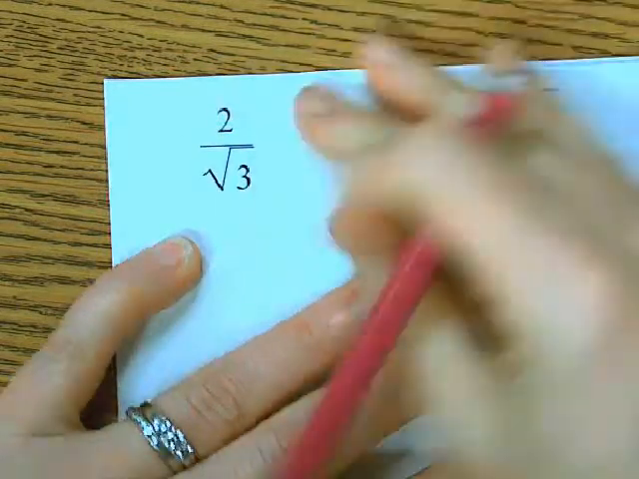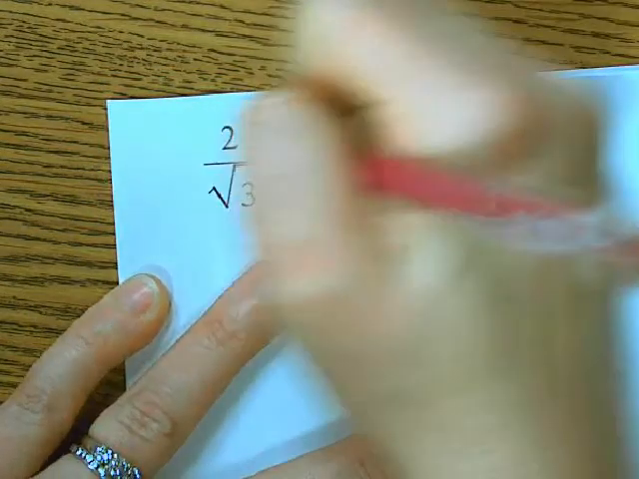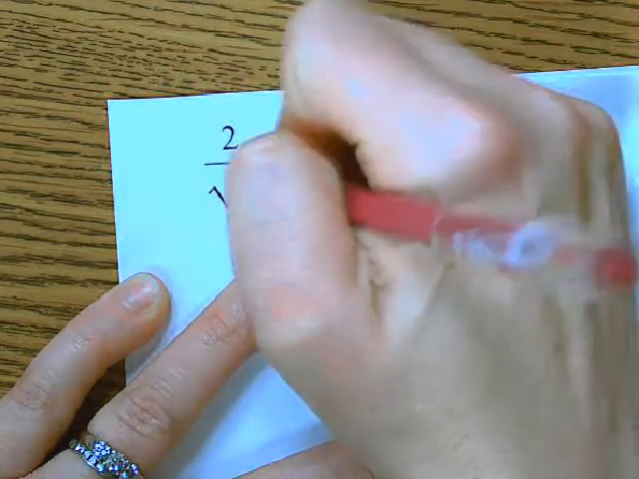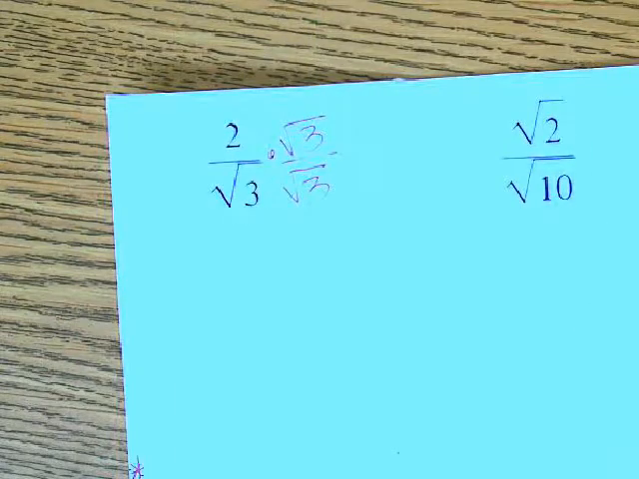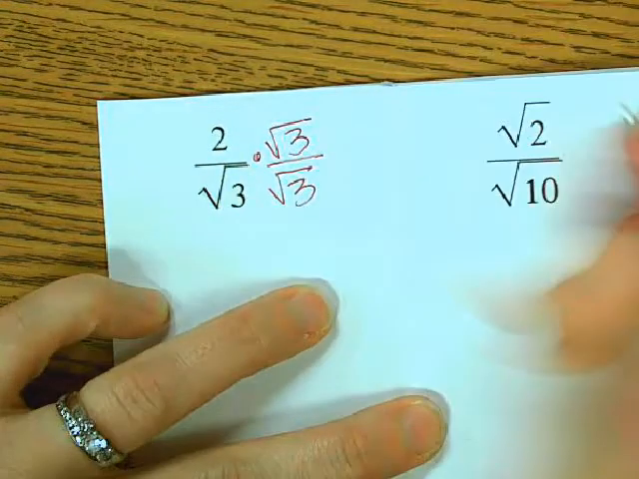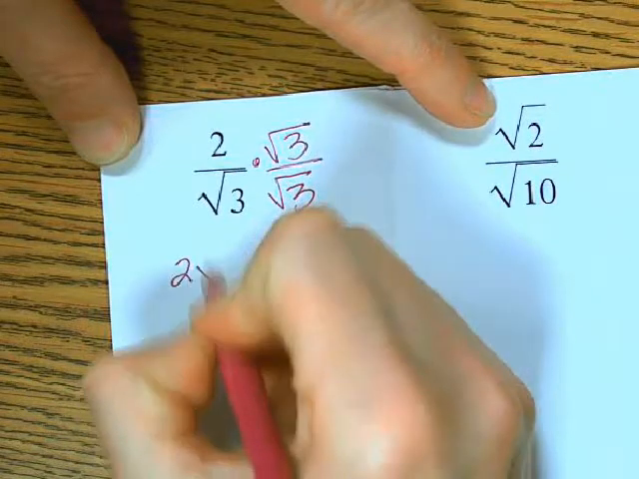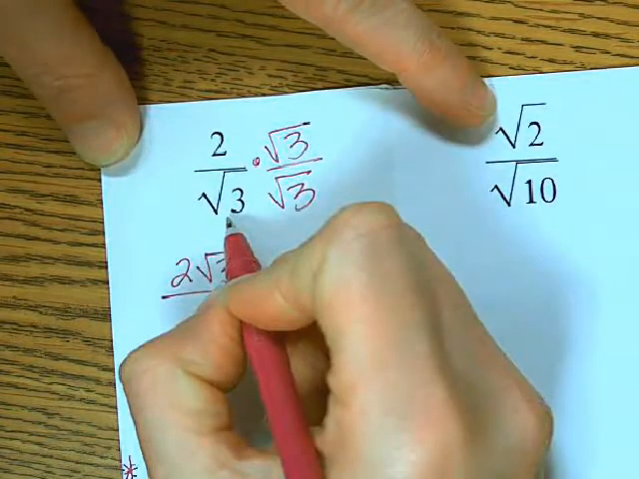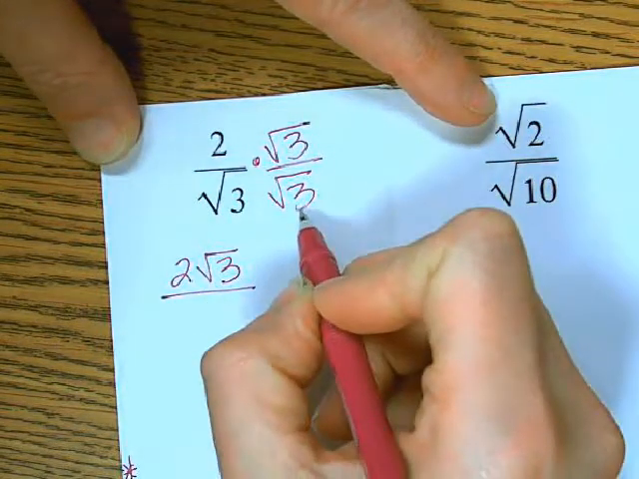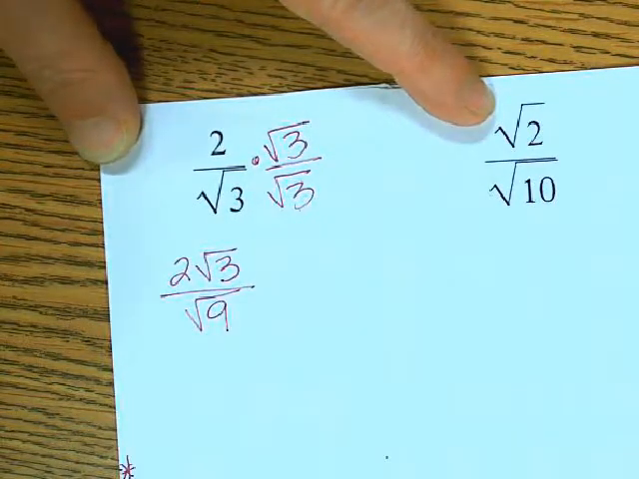Alright, so let's start with this first example. It says 2 divided by the square root of 3. So what we're going to do is multiply both the top and the bottom by the radical that's in the denominator. So we're multiplying by the square root of 3 over the square root of 3. Okay? So that means we have two different problems. We have 2 times the square root of 3, which is 2 square root of 3. And we have square root of 3 times the square root of 3. Now remember, since they're both underneath, we keep them underneath, which is the square root of 9.